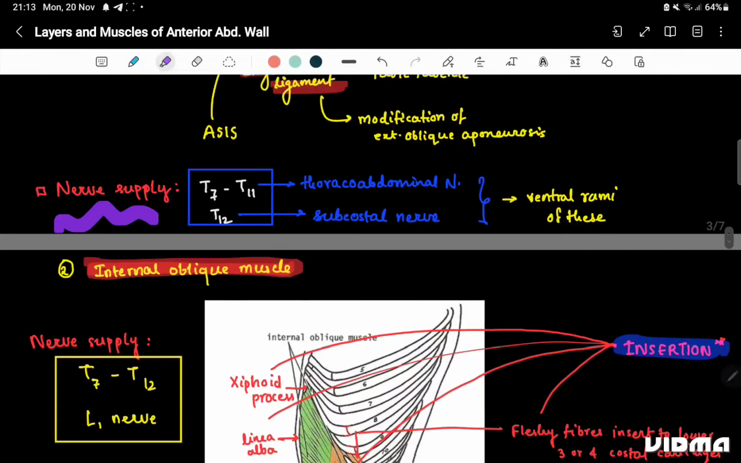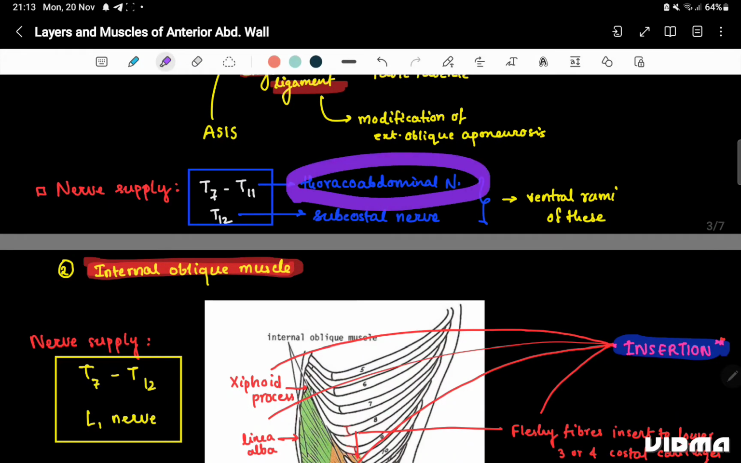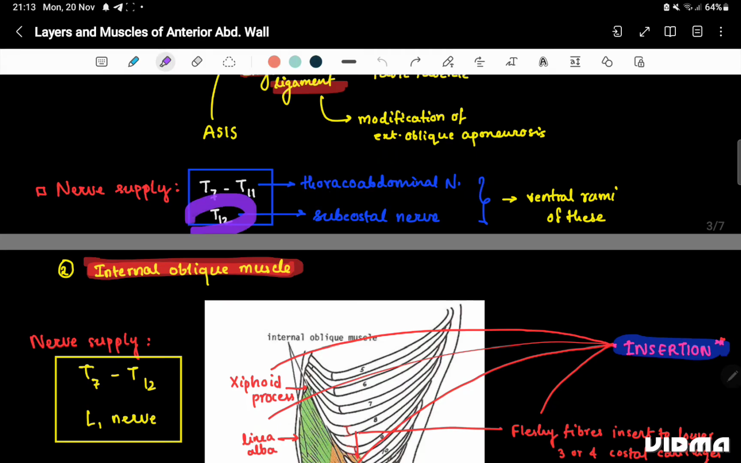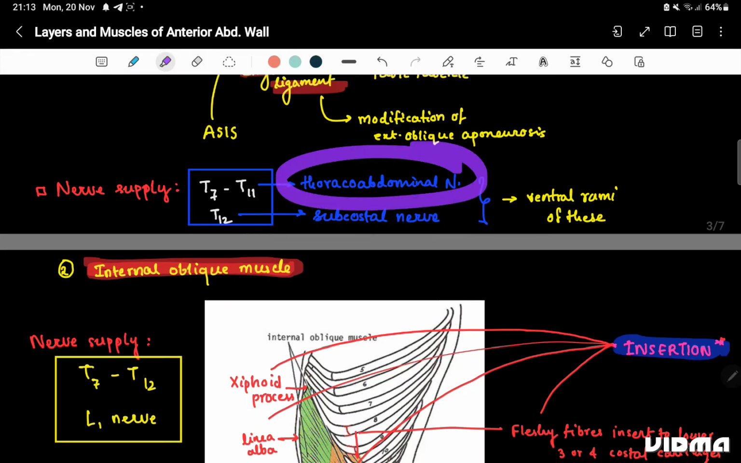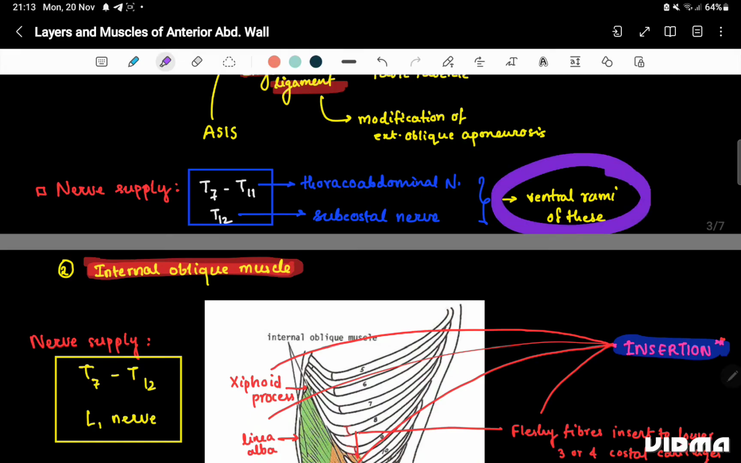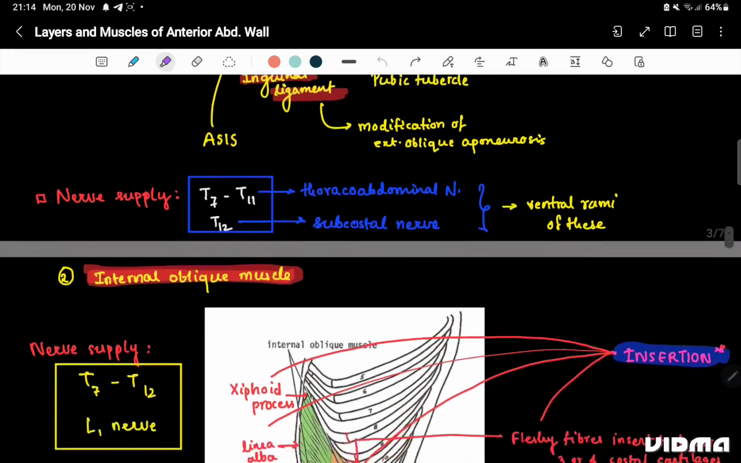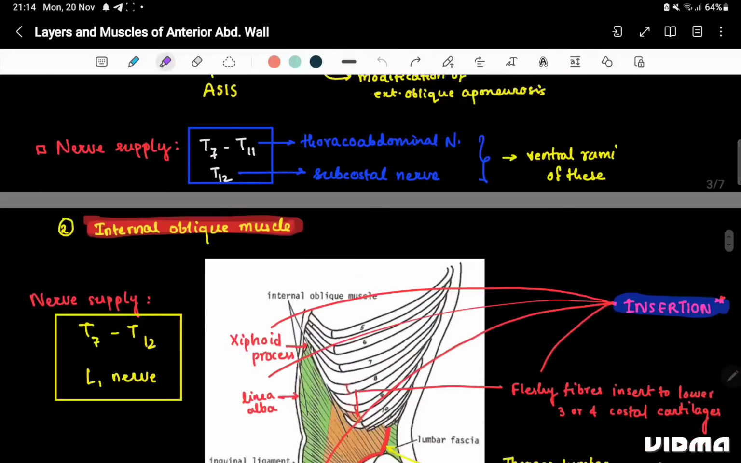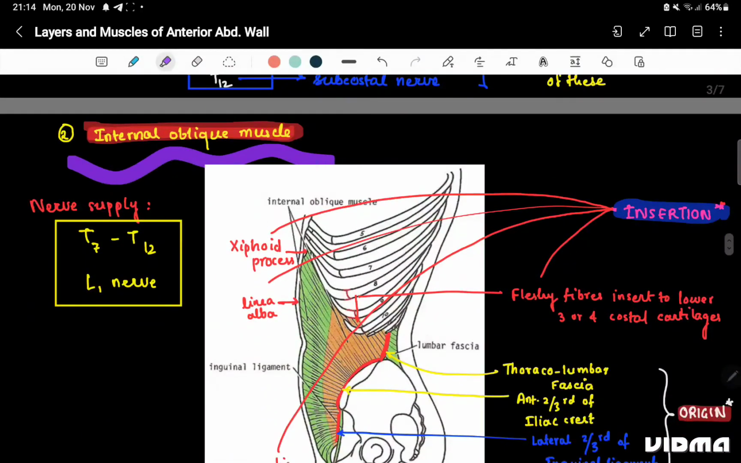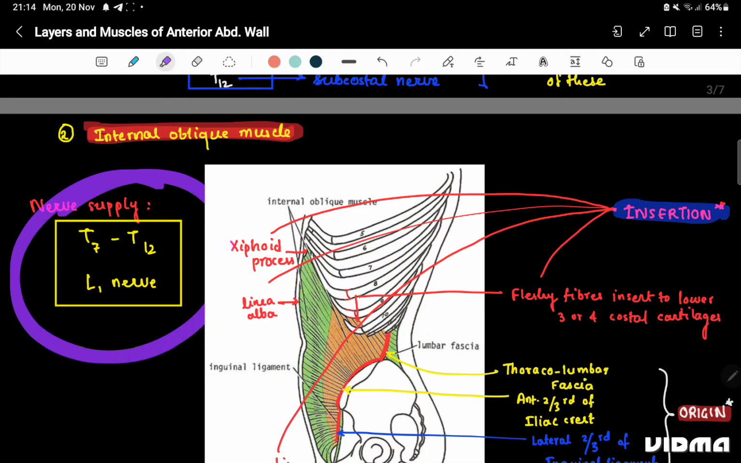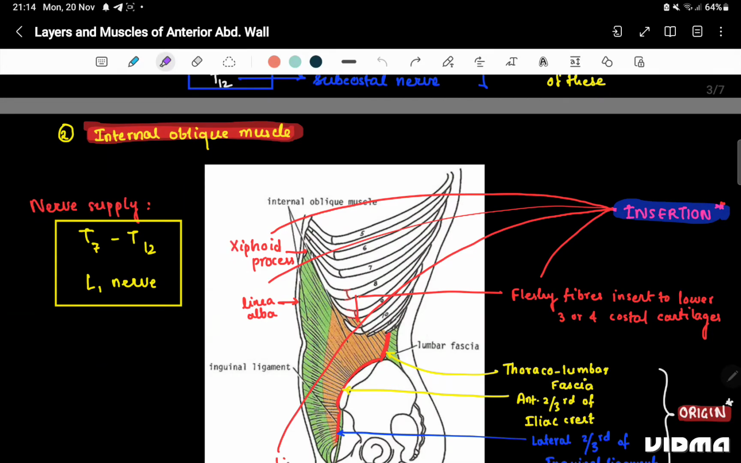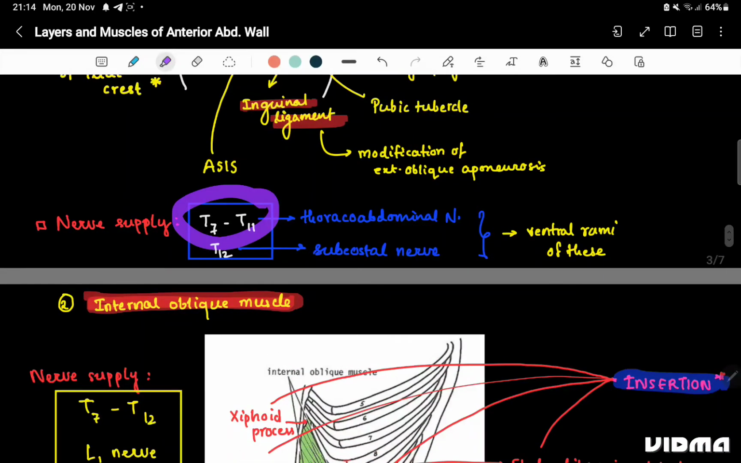So what is the nerve supply? T7 to T11, the thoracoabdominal nerves, and T12, the subcostal nerve. Both the thoracoabdominal and the subcostal nerves, from the ventral rami, supply the external oblique muscle, T7 to T11 and T12. And then the internal oblique muscle's nerve supply is again T7 to T12 and the L1 nerve.